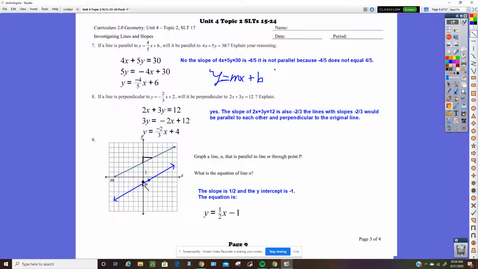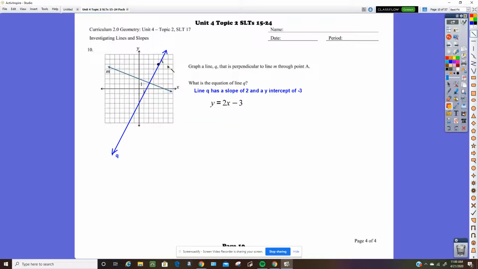So I go to point P there and go up 1 and over 2. And that would be this point right here. And then draw a line through there. So the y-intercept would be negative 1 and the slope is 1/2. So the equation would be y equals 1/2 x minus 1. That's page 9.